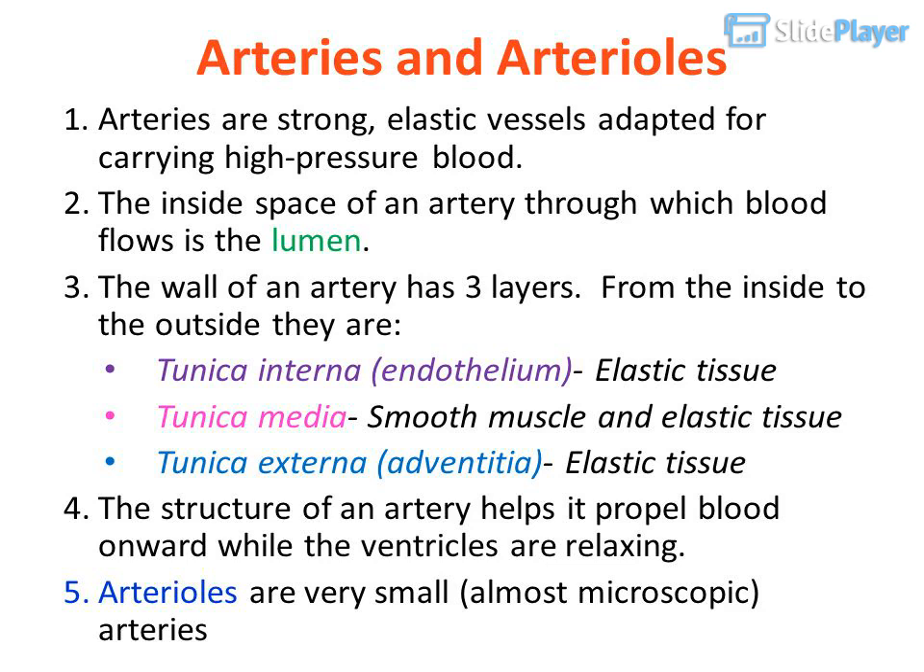Arteries and arterioles. 1. Arteries are strong, elastic vessels adapted for carrying high-pressure blood. 2. The inside space of an artery through which blood flows is the lumen. The wall of an artery has 3 layers. From the inside to the outside they are: tunica interna, endothelium, elastic tissue; tunica media, smooth muscle and elastic tissue; tunica externa, adventitia, elastic tissue. The structure of an artery helps it propel blood onward while the ventricles are relaxing. Arterioles are very small, almost microscopic.